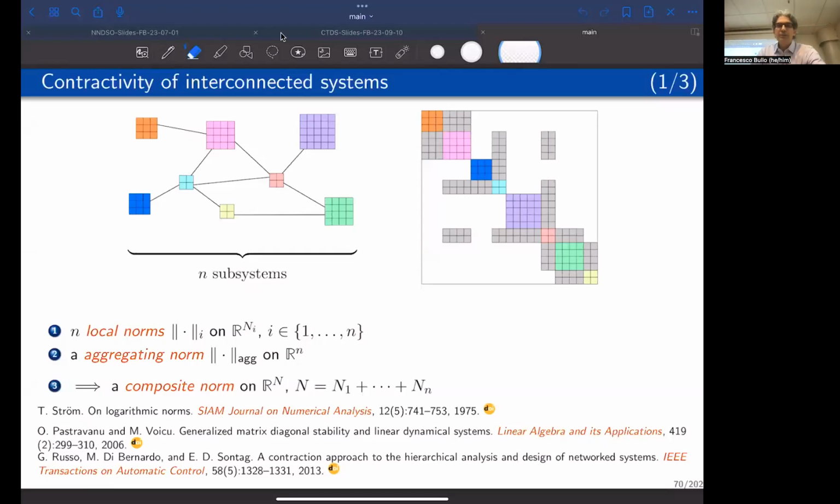Good morning, everybody. Today is Friday, September 15th, 2023. This is the fifth lecture of the mini course on contraction theory at the University of Linkoping.